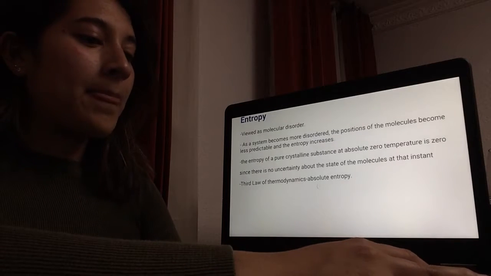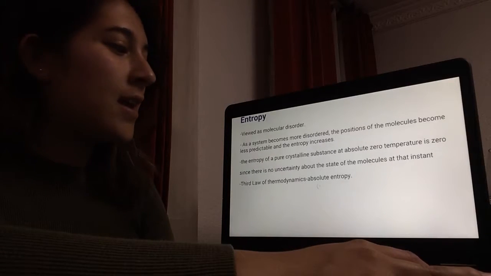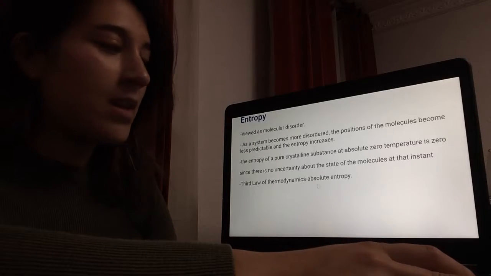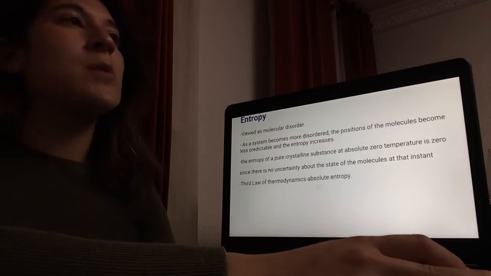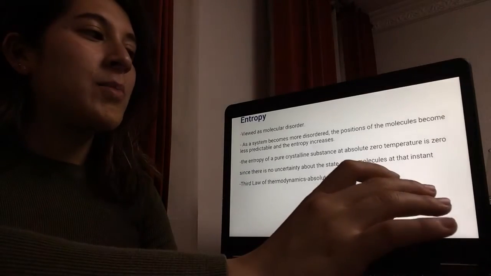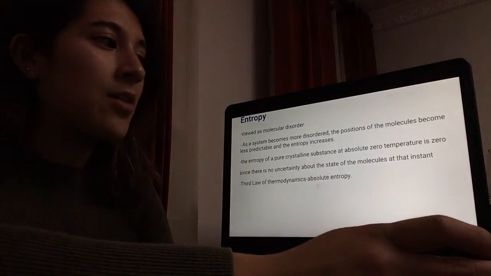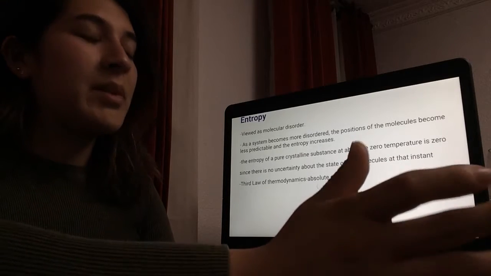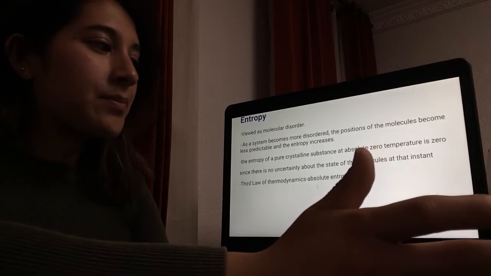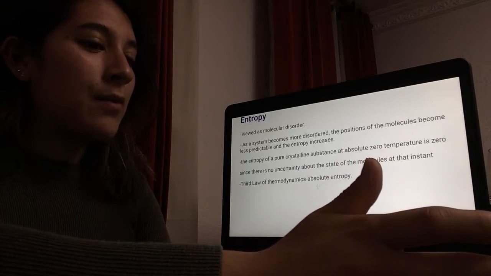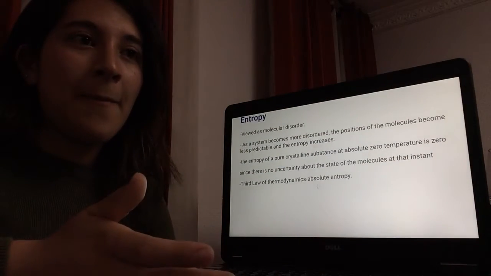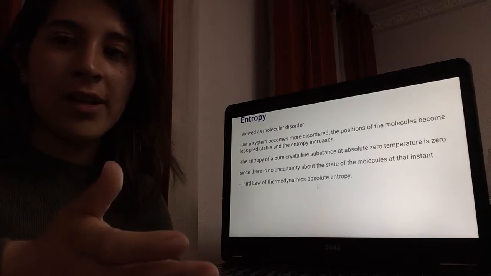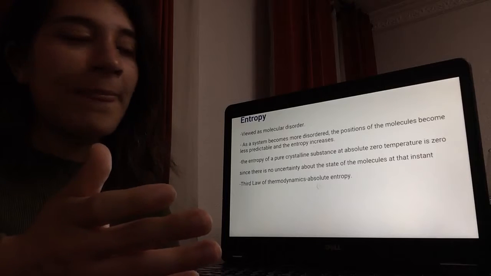So now, what is entropy itself? Entropy can be viewed as molecular disorder. So when a system becomes more disordered, the entropy increases because the positions of the molecules become less predictable. So if we have gases, the entropy is going to be greater than the entropy of solids, for example, or even liquids.